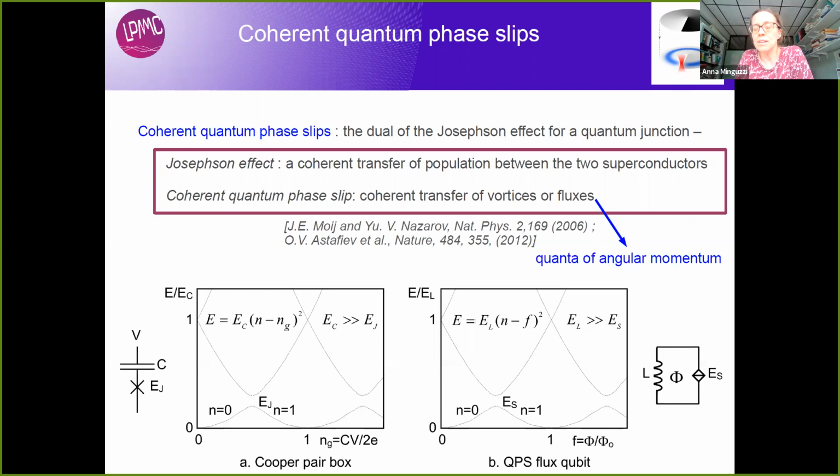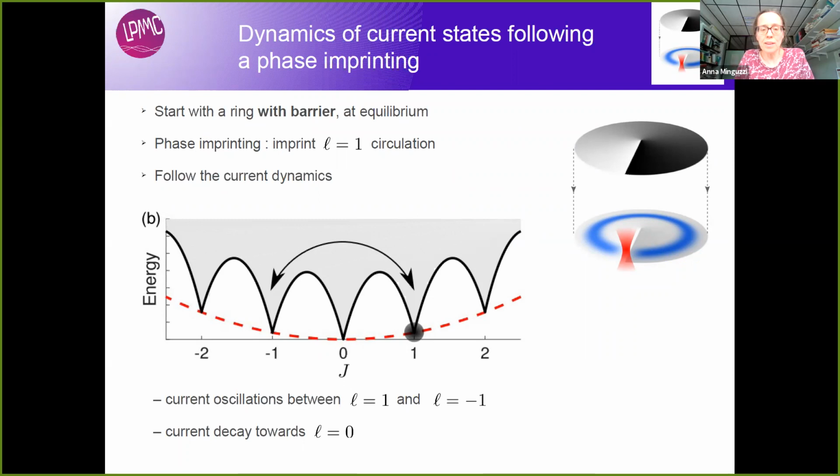Essentially, let us consider this geometry now. We take this ring, we take a localized barrier, and then we make some phase imprinting along the ring in such a way that we imprint a current state, for example, angular momentum L equal one. And then the question we ask is, what fixes the fate of this persistent current state? In presence of a barrier, angular momentum is not conserved and something will happen.